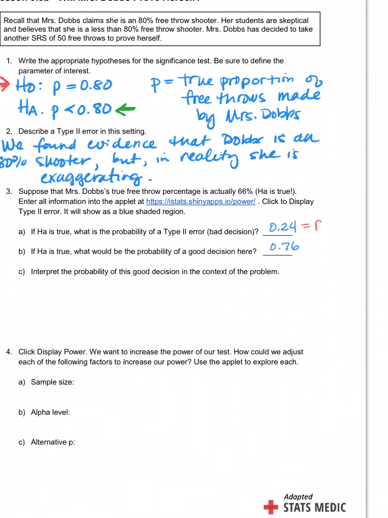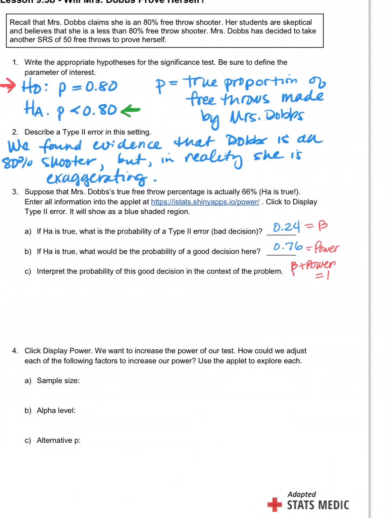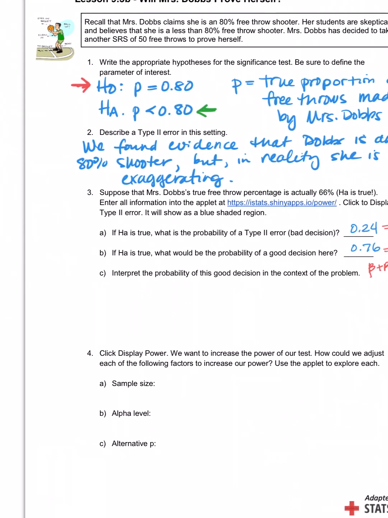So type 2 error is beta. This is what we call power. I should say beta plus power equals 1. All right? That's the relationship we need to know. Now, what does it mean to interpret the power? So maybe this might help you.